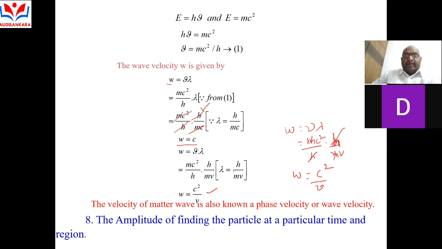The amplitude of finding the particle at a particular time and region.